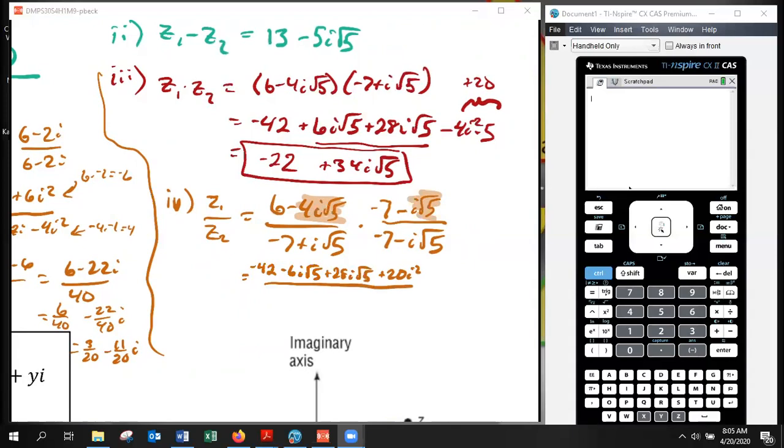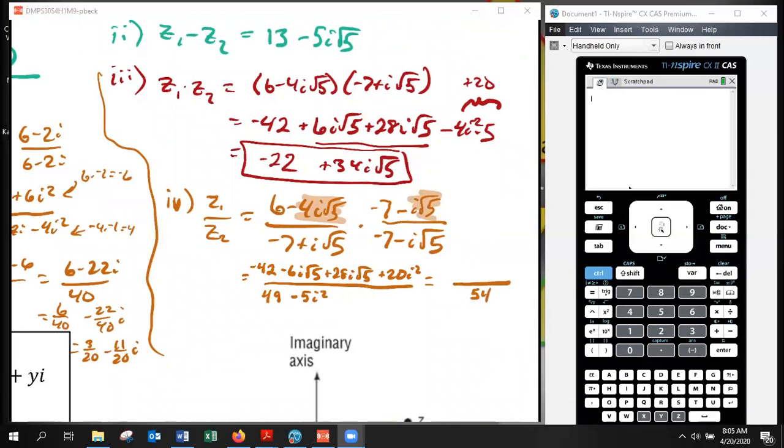In my denominator, I will get a positive 49. Remember, the whole point of the conjugate is that the outer and the inner are going to cancel each other out. So we have a positive 7i√5 and a negative 7i√5. And then if I multiply the last, it becomes -5i squared. That -5i squared, of course, we're going to convert into a positive 5. So our denominator ends up being 54.